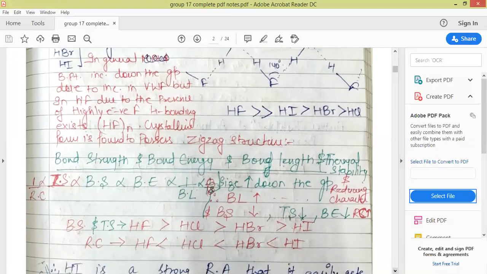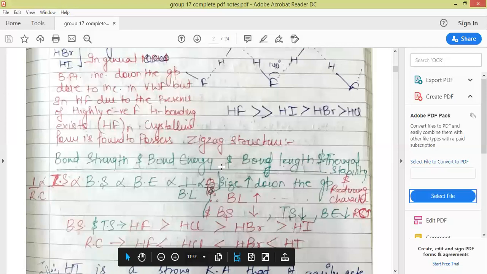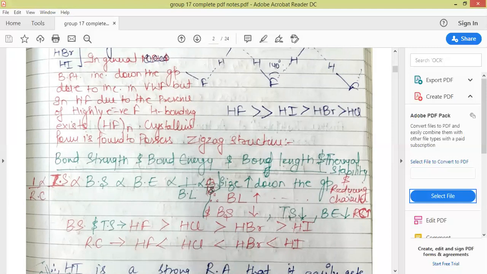Next is the bond strength, bond energy, bond length, thermal stability, and reducing character of these hydrides of halogens. All these properties are interrelated to each other. As we all know, size increases as we move down the group. So bond length increases as we move down the group.